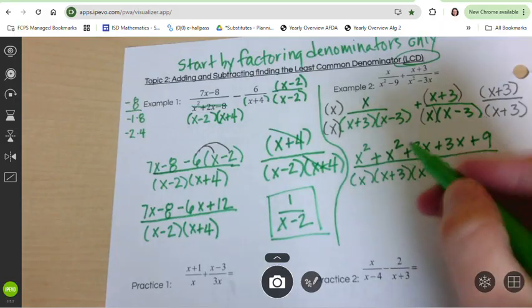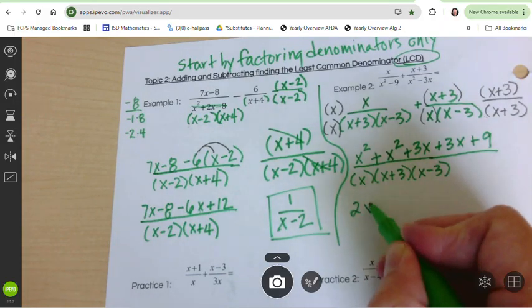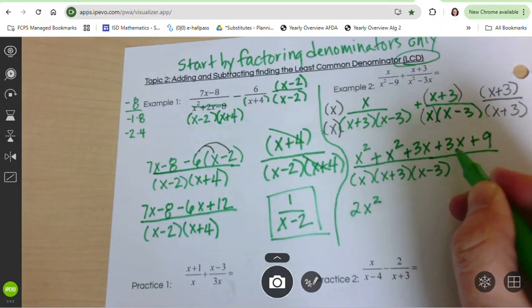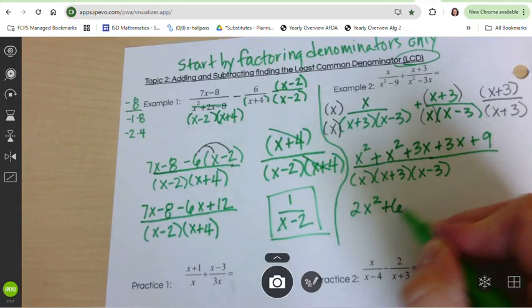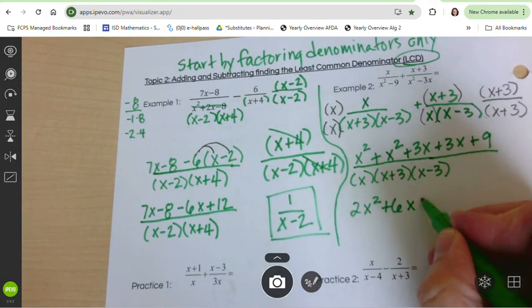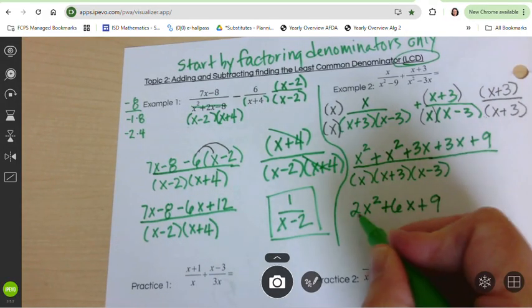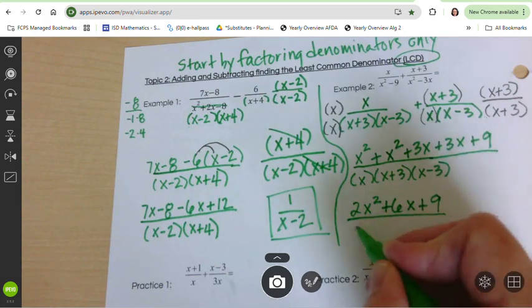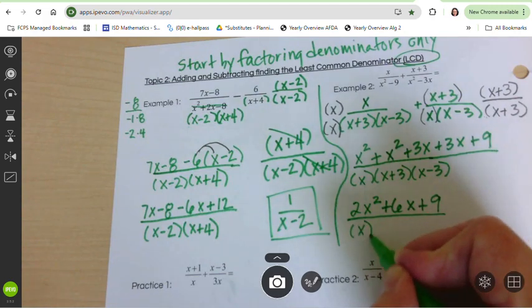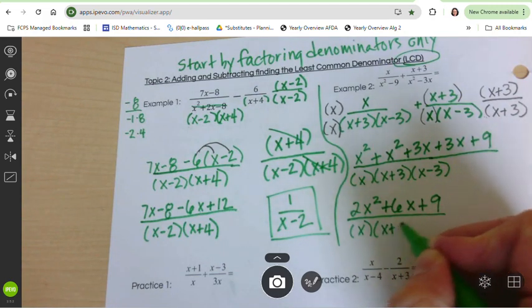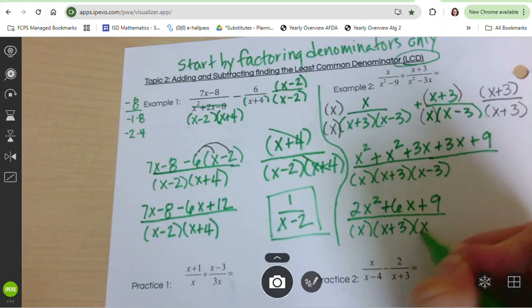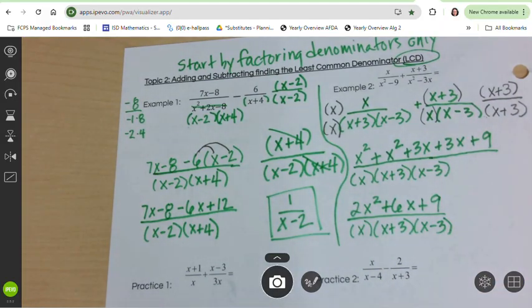Okay, 1x squared and 1x squared makes 2x squared. 3x and 3x makes 6x. And then I have plus 9. So I just combine like terms.